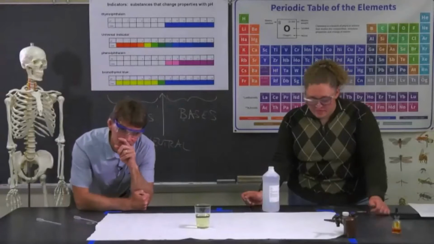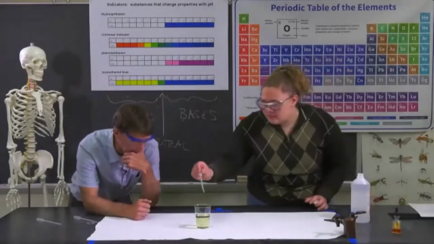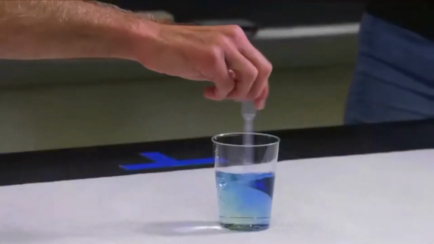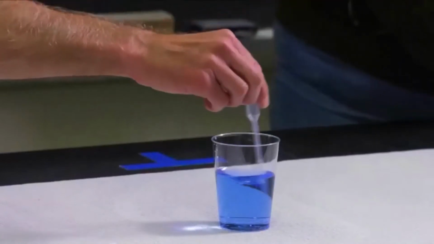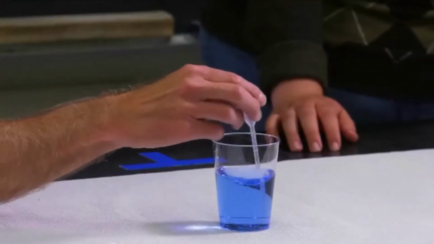That may sound confusing. See, what we did is we added a base. Go ahead and add another drop of that base. There we go. We'll add another drop. I'm going to swirl it around. It got blue. Yep. And as I continue to swirl, it might stay blue.